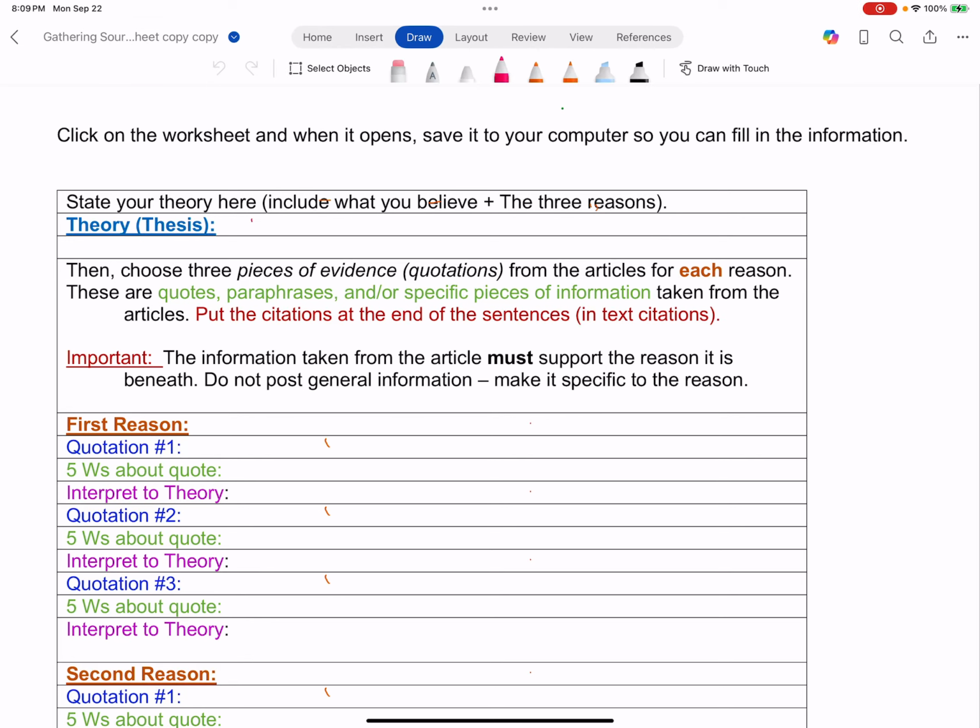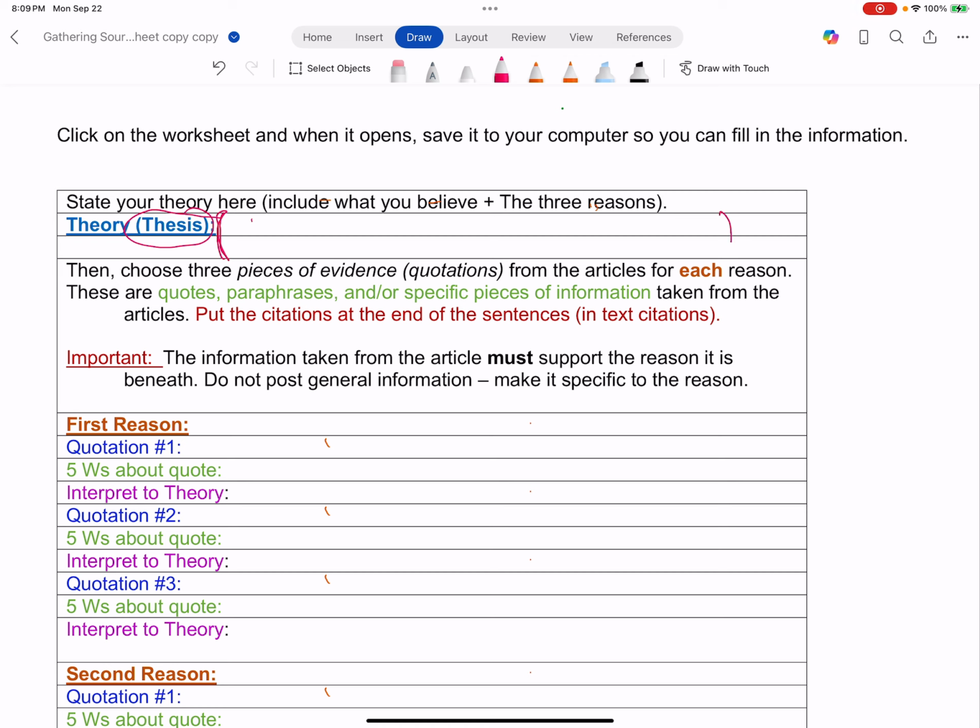Okay, this is the worksheet that has the 5 W's and how to interpret it to theory added in. This is the expanded version, so I'm going to go over each one. So at the very beginning, you state your theory or your thesis. It goes right here in these lines.